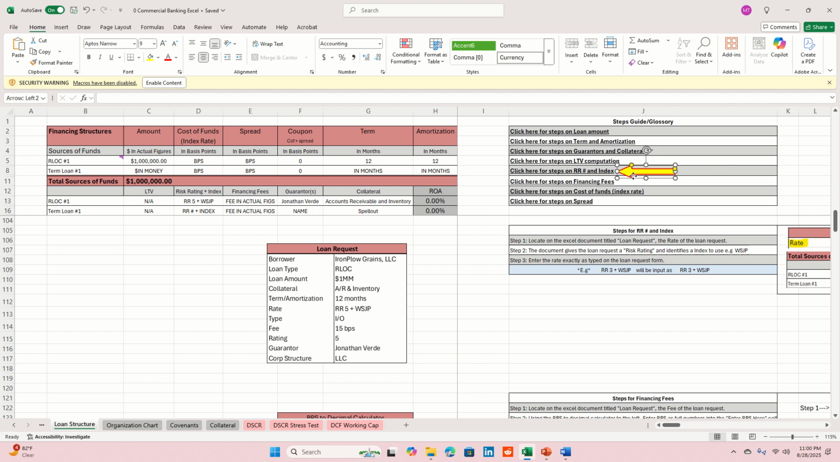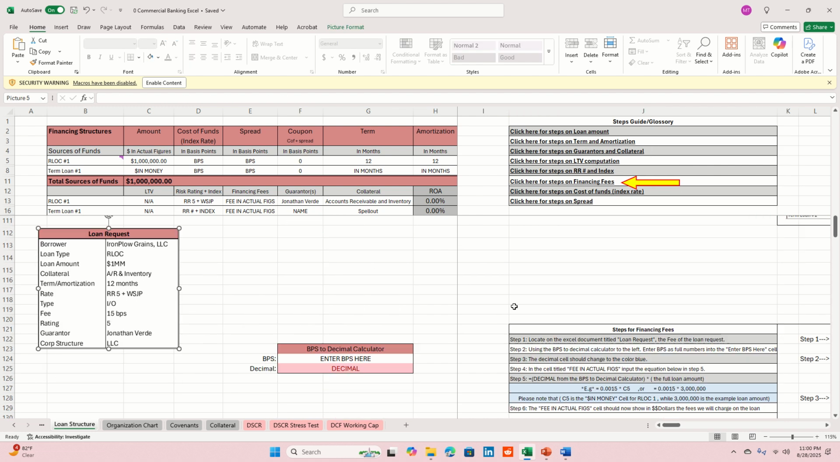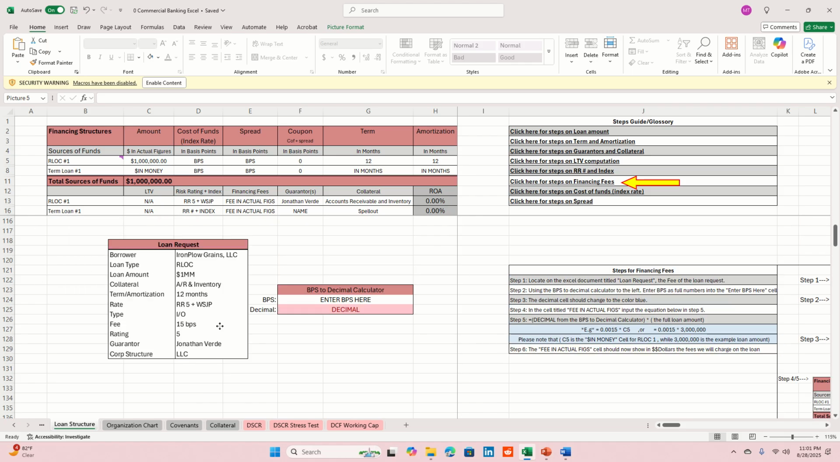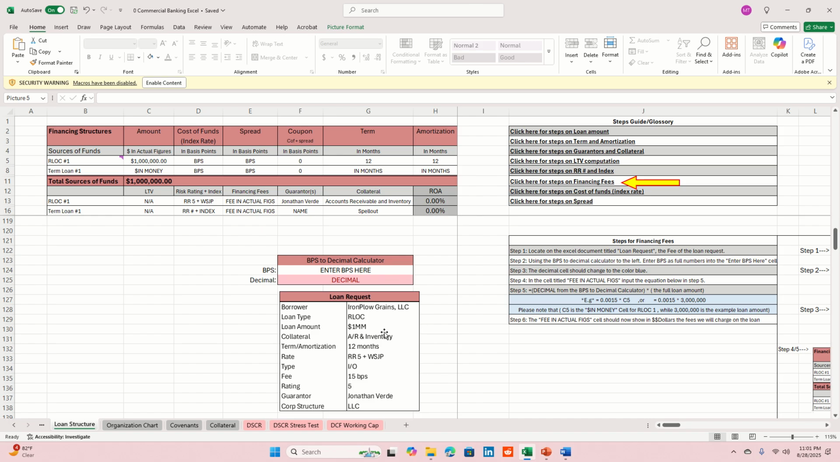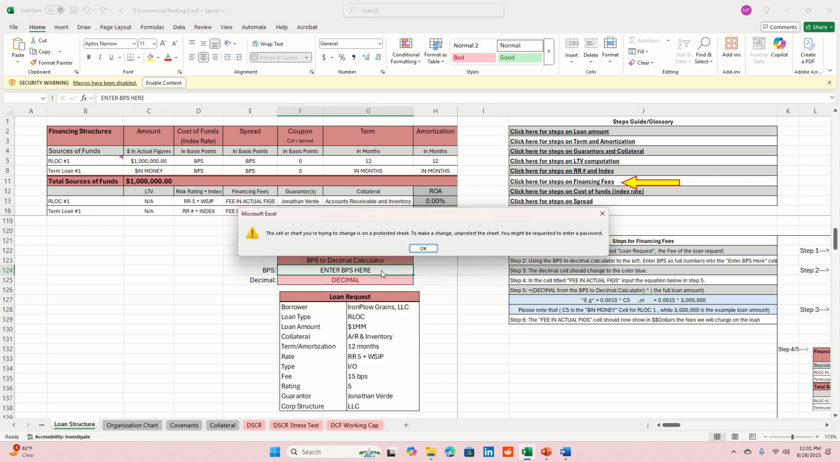Now we're going to go down to financing fees. Financing fees. And this is where things start to get a little complicated. So in financing fees, enter BIPs here. We're given financing fees in the form of BIPs here, in the form of basis points. So you see where it says loan request, fee, 15 basis points. So right here, we're gonna type in 15.